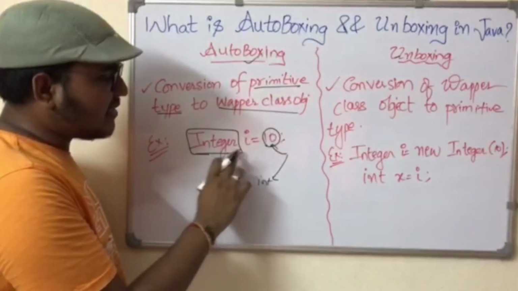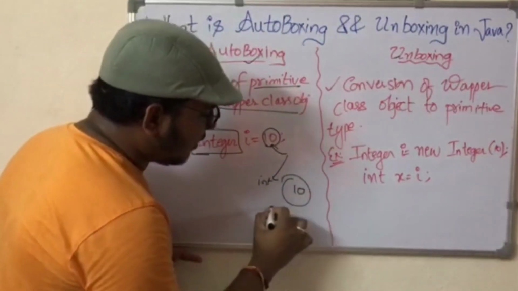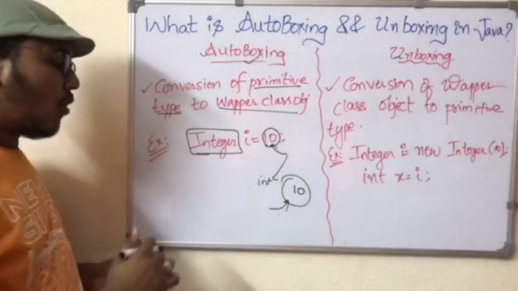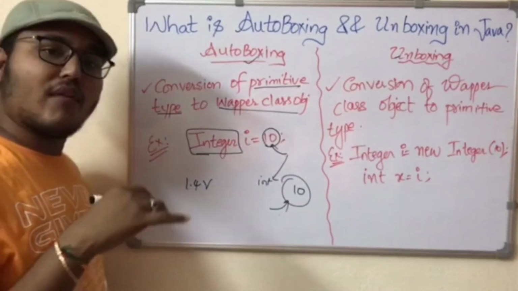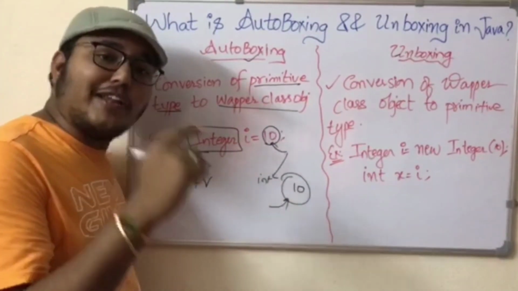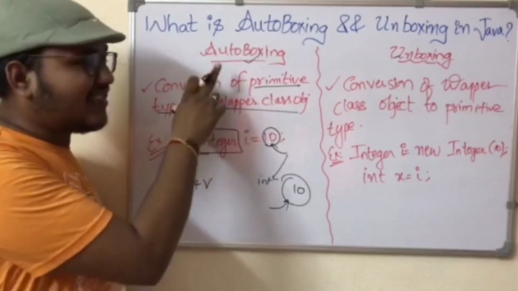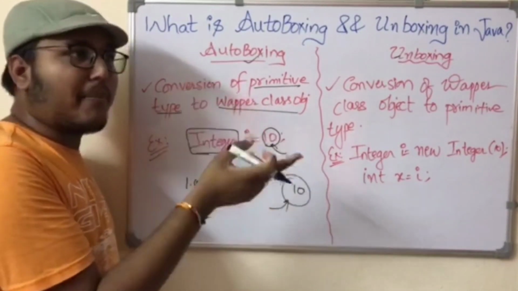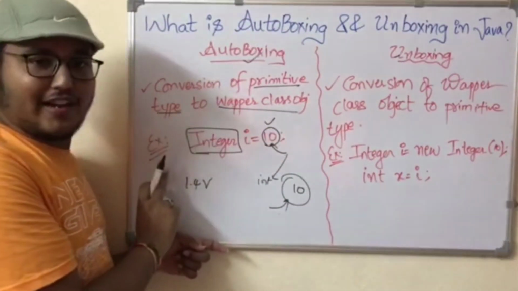If you write like this, int i = 10, this 10 will be converted into an Integer object. This can be done only after Java 1.4. Before Java 1.4, if you write like this, the compiler will give you an error saying that it is an incompatible type. However, this feature is implemented in 1.5. After 1.5, you can directly convert the int primitive data type into a wrapper class object.